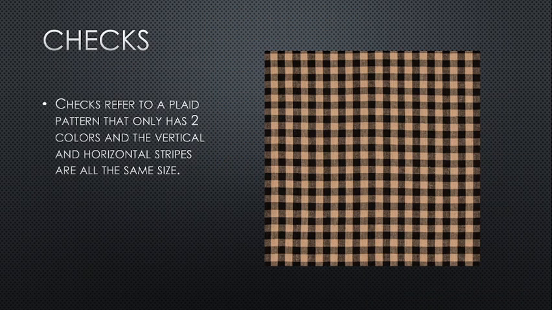Checks. Checks refer to a plaid pattern that only has two colors, and the vertical and horizontal stripes are all the same size. So we can see here a check that alternates a tan and black. Both the tan and black stripes are of equal width and repeat evenly, both in the warp direction and in the weft direction.